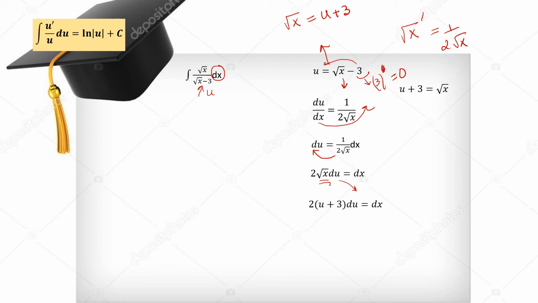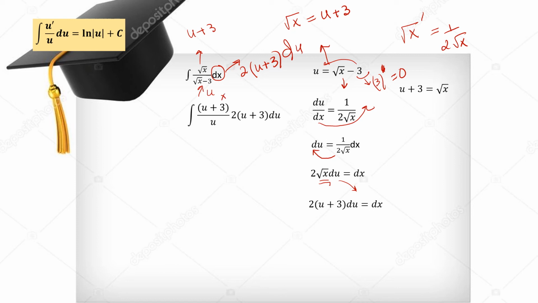Now either open the brackets over here and then replace the value of dx in the question, or you can keep the 2 as it is. I suggest keeping the brackets as they are and opening later on. So the root x is equal to u plus 3, dx is equal to 2 times u plus 3 times du, and root x minus 3 in the denominator already equals u. So just replace all the values.